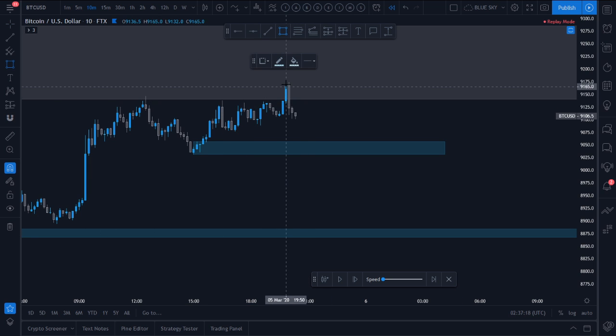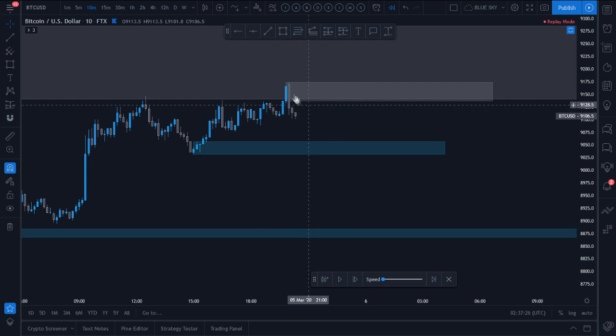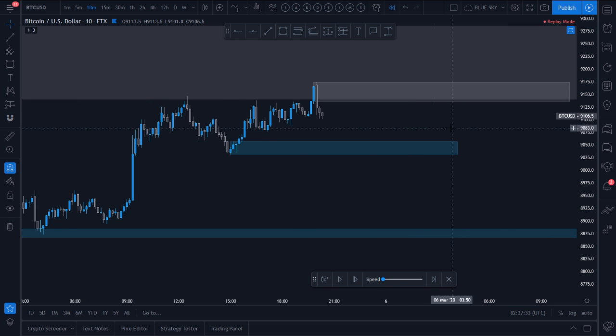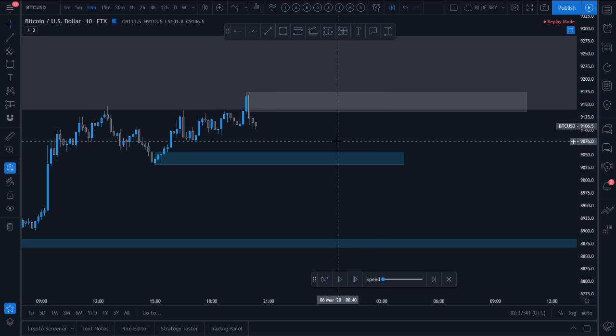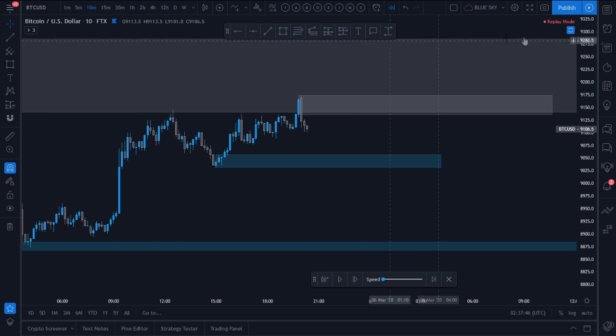We have a new supply zone here. This is a bearish engulfing structure. I consider those bearish engulfing structures or bullish engulfing structures as strong supply and demand zones. So I did mark this here as a new supply zone. We already have this 1 hour supply zone, this big one, but this one will be important to watch.